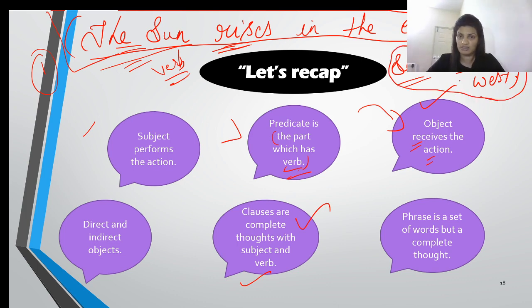So these are clauses. Well, what are phrases? Phrases are nothing but words like in the east or in the west. A part of a clause is referred to as a phrase. Clauses are complete thoughts, whereas phrases are just a bunch of words put together. That's it. So these are clauses and also phrases.